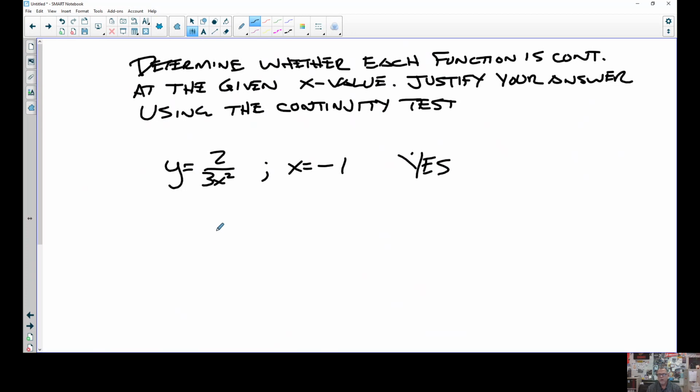Now it's saying justify your answer. So first thing I have to do is say that f of -1, the function value at -1, is equal to what? Well, we just found out if I plug in -1 here, what do I get? I get 2/3. So it passes that test.